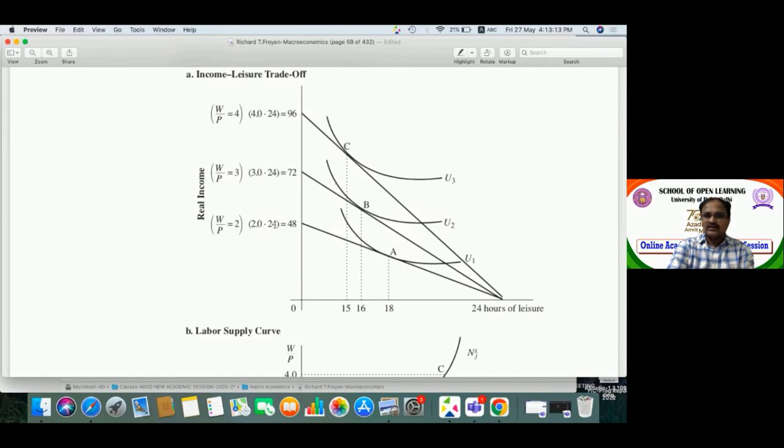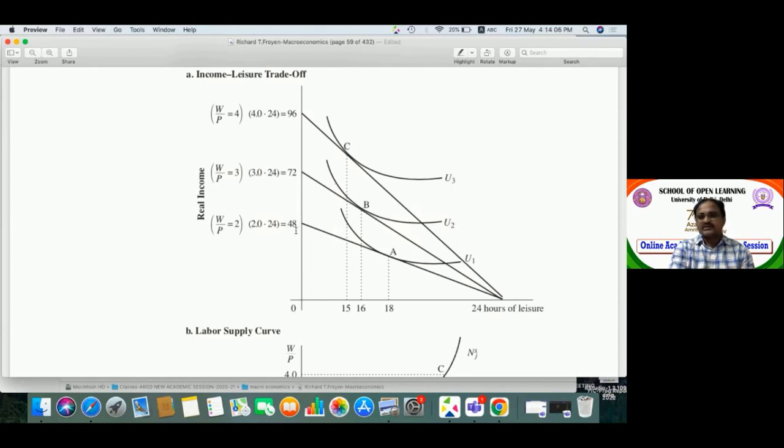Because out of 24, the wage is 2 rupees, at the level of the price, W by P. If the wage is 2 rupees, got the point? So the person is working 6 hours, and 18 hours is leisure. U1 is the indifference curve. What is the indifference curve? The combination of two goods, or two variables, which gives the same level of satisfaction. We have studied the indifference curve in microeconomics. It shows the different combinations of the two variables giving the same level of satisfaction. So here the satisfaction comes from working 6 hours and having 18 hours of leisure. You get the wage of 2 rupees, so 48 is his real income.